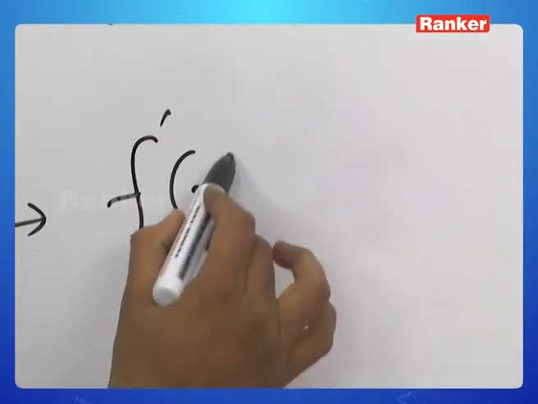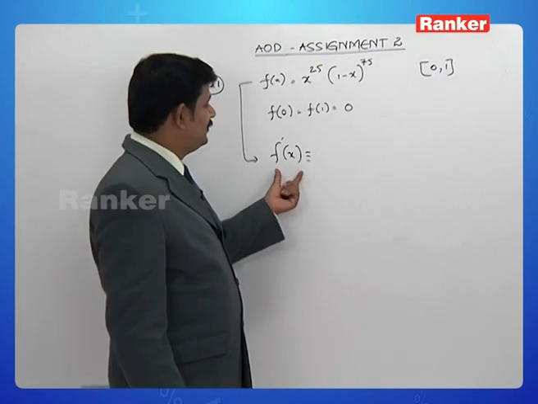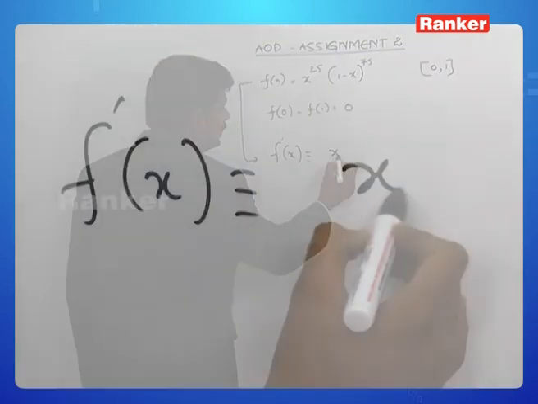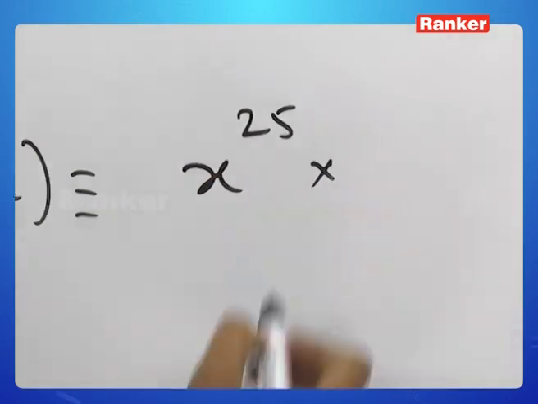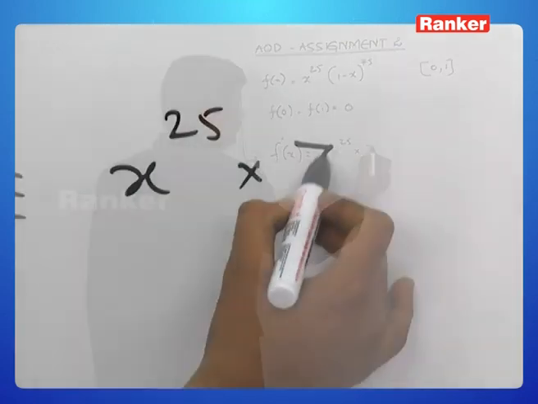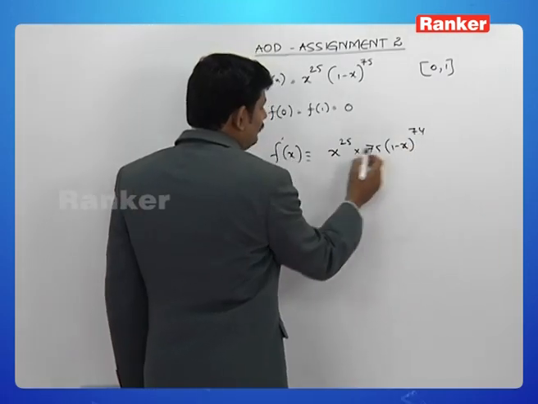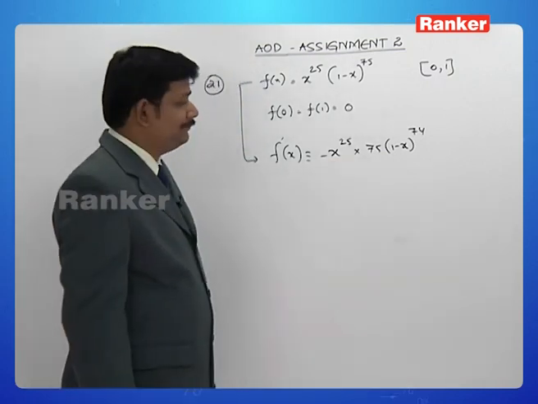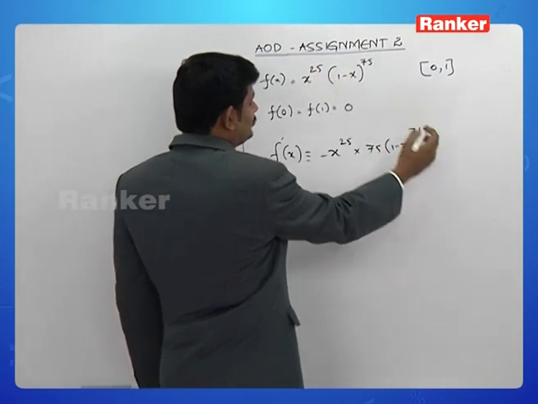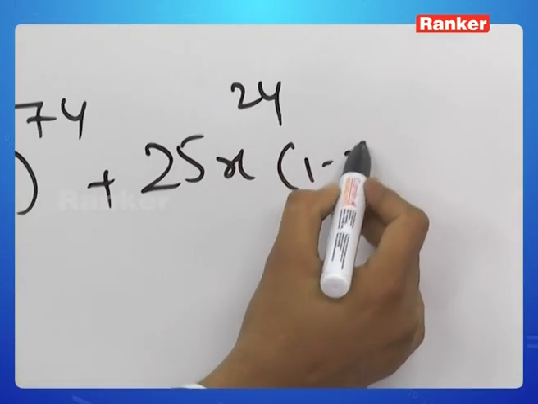F of x is a differentiable function. For a critical point, f dash x has to be 0. Differentiate it, UV rule: x power 25 into derivative of 1 minus x power 75, that is 75 into 1 minus x power 74 into derivative of minus x which is minus 1, plus derivative of x power 25, 25 x power 24 into 1 minus x power 75.